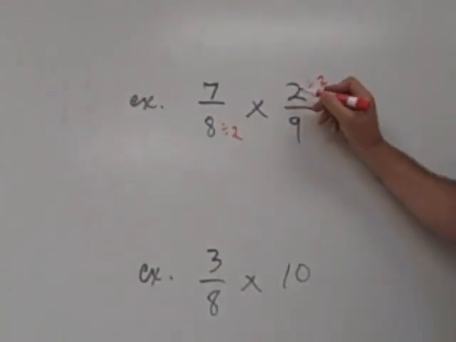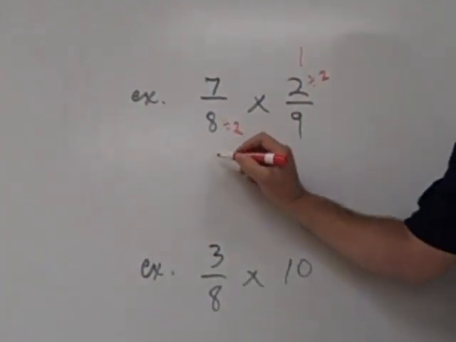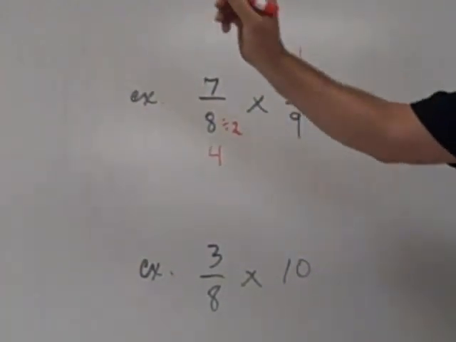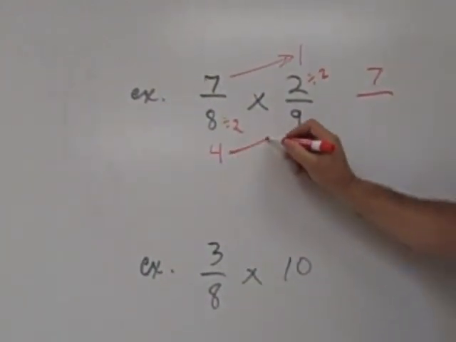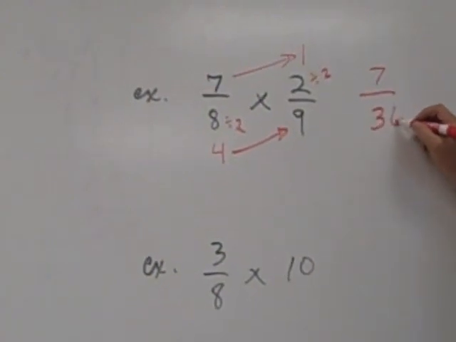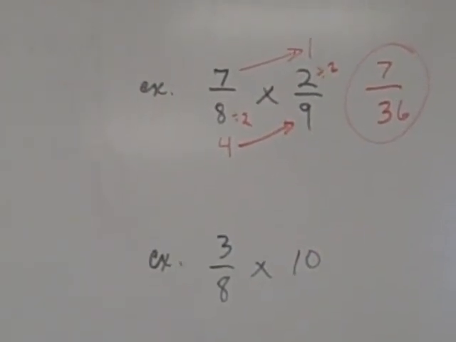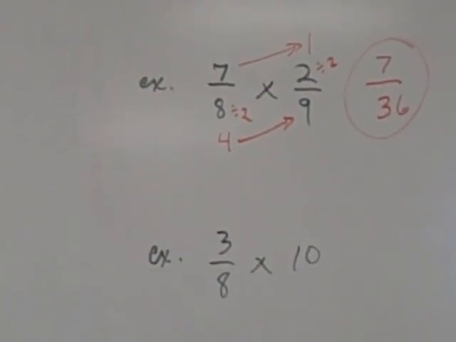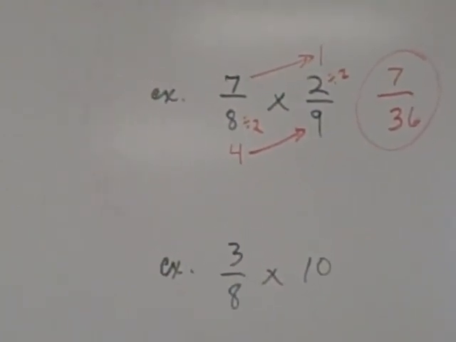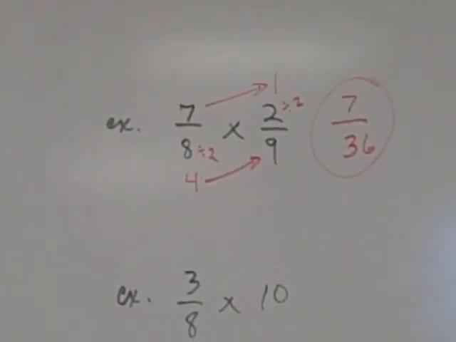All right, what's 2 divided by 2? 1. What's 8 divided by 2? 4. Now, top times top, 7. Bottom times bottom, 36. Is that what we got a minute ago? We don't have to simplify our answer now because we already simplified. Always check. Will 7 over 36 simplify again? No. So that's the shortcut. Now let's see if that helps us speed up.